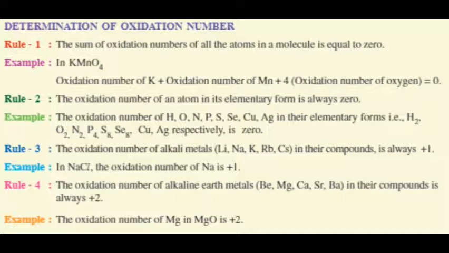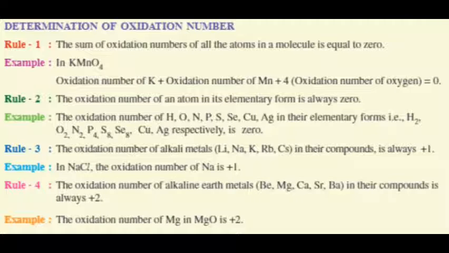Rule 2. The oxidation number of an atom in its elementary form is always 0. Example, the oxidation number of hydrogen, oxygen, nitrogen, phosphorus, sulfur, selenium, copper, silver in their elementary forms, that is H2, O2, N2, P4, S8, Se8, Cu, Ag respectively, is 0.